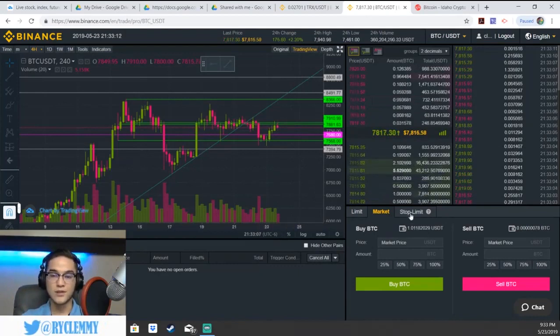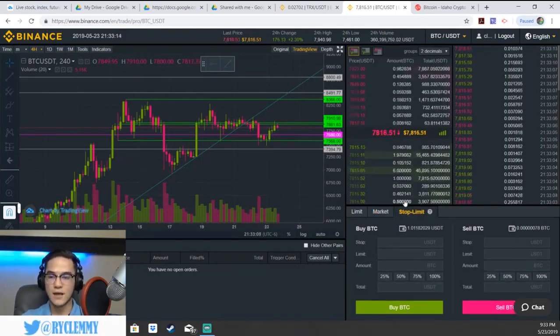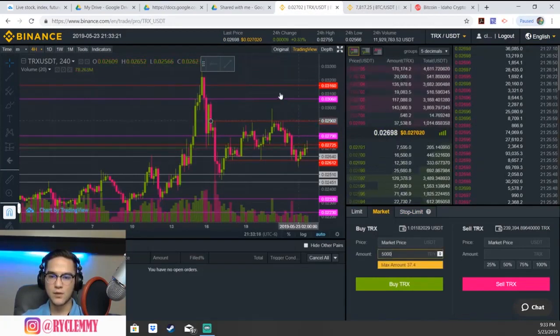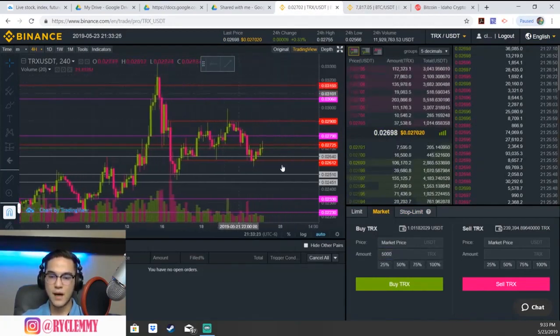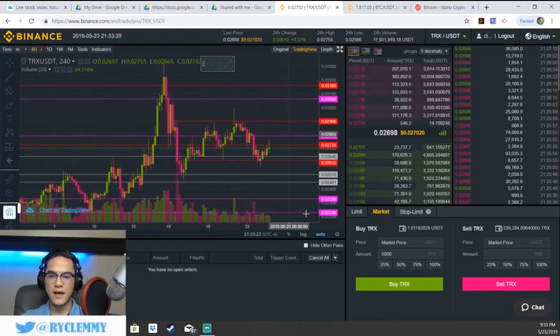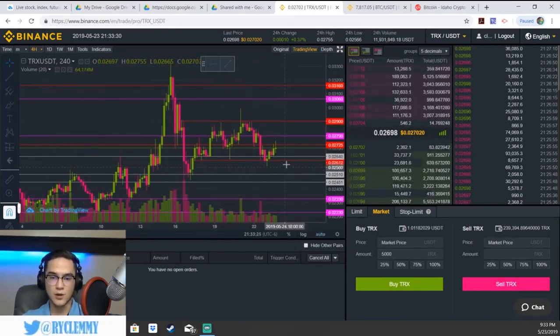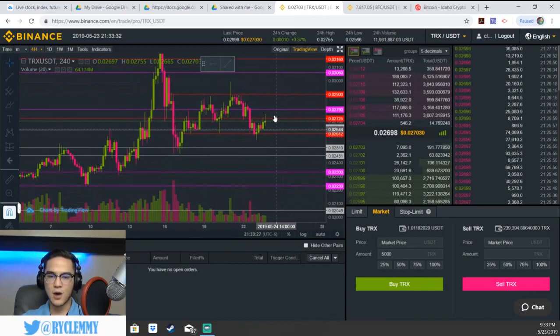Now, there's also stop limit on Binance. And this right here is going to be your lifesaver. Okay, so let's hop back over here to Tron. Tron's been doing all right these past few days. It's been up and down a little bit, but let's say that I'm holding Tron currently, and you should always have a stop loss set. I don't currently because I just took it off right before this video.